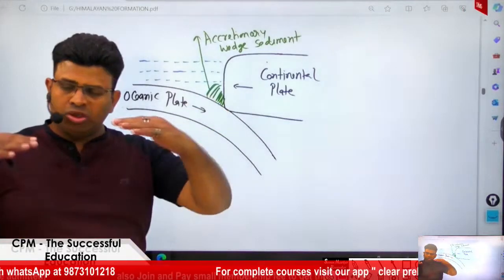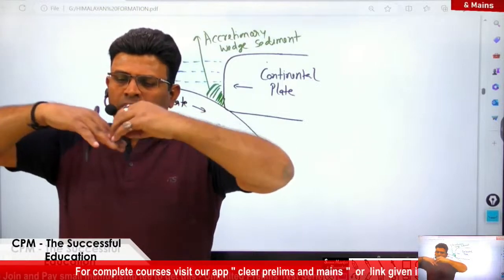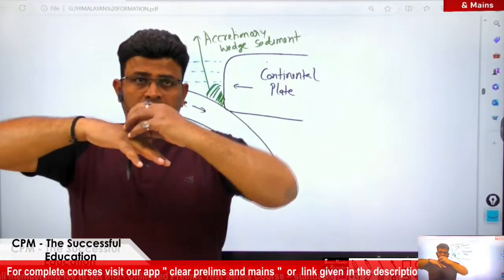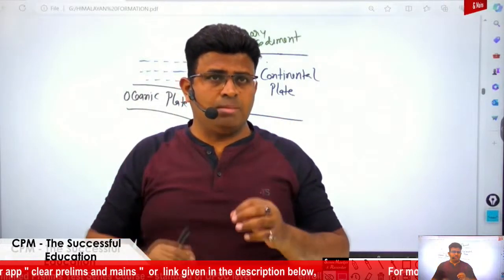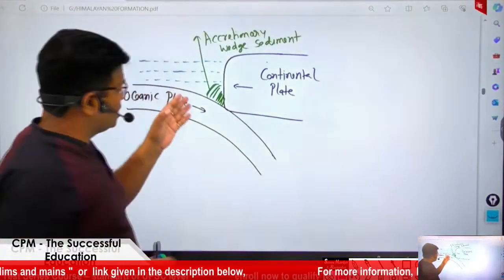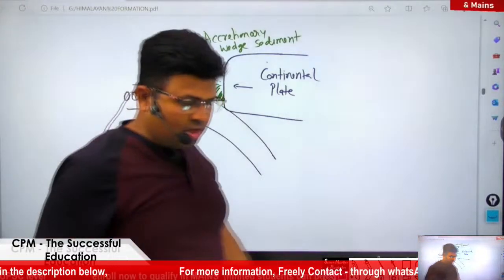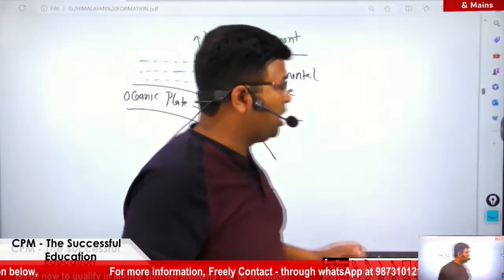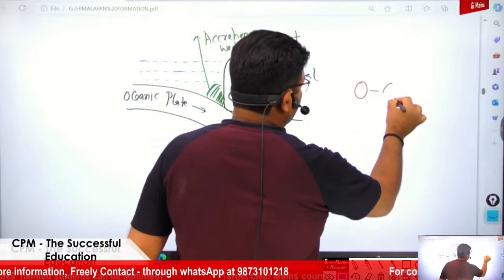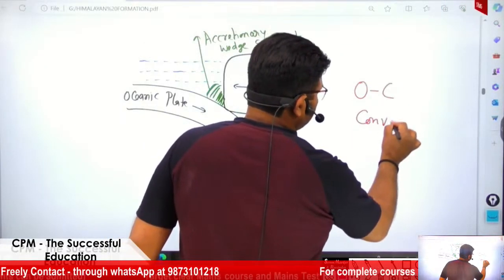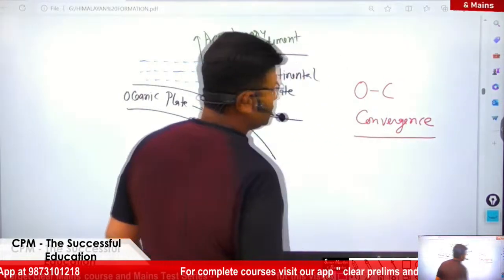Understood? When the oceanic plate is subducting below the less dense continental plate, you can see there is some deposition of sediment, and these sediments are known as accretionary wedge sediment. Understood it? This is clear. This is how the accretionary wedge sediment comes into play when oceanic-continental convergence is taking place.